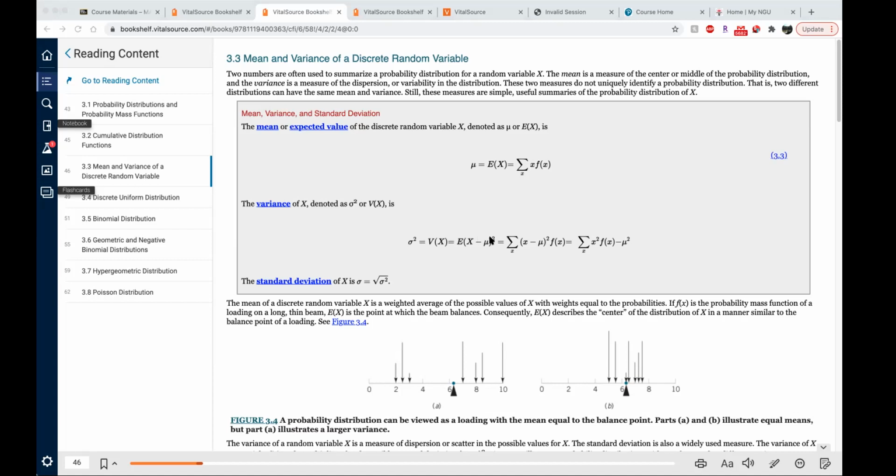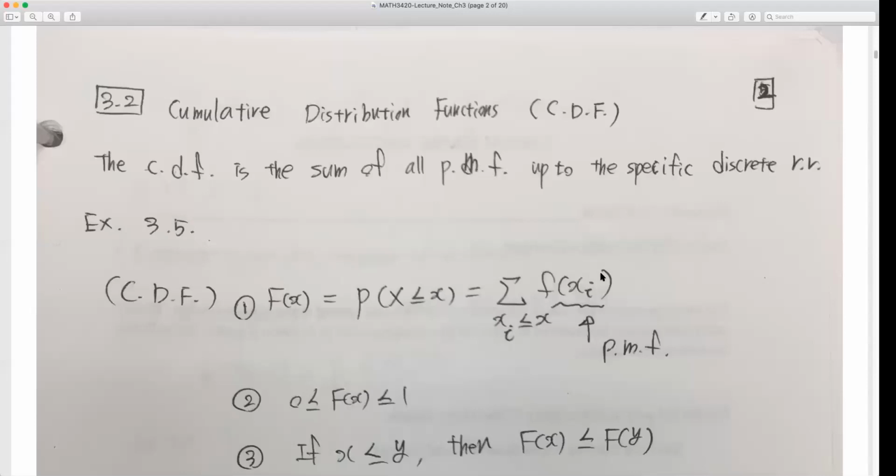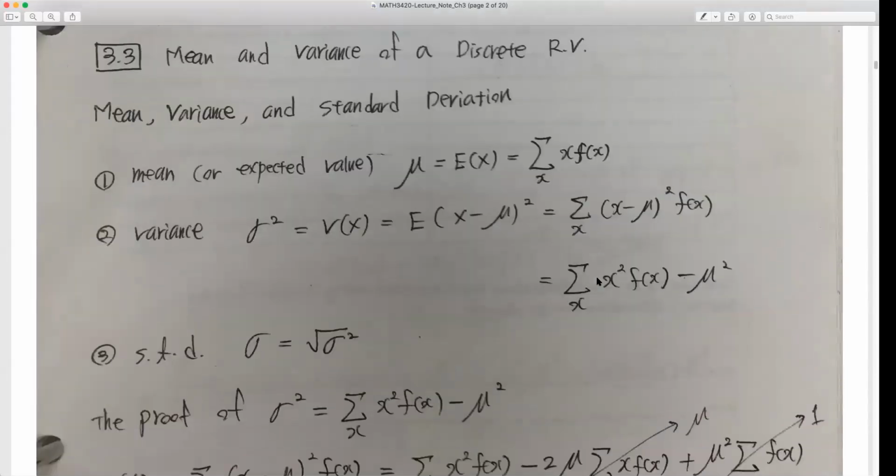Take a square and then find the mean of that value. So sigma of (x minus mu) squared times f of x. That is equal to this. Why is this equal to this? I proved this one in the lecture note. Let's see, in the lecture note right there.